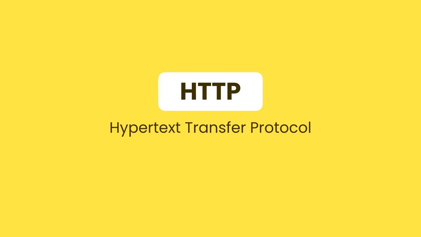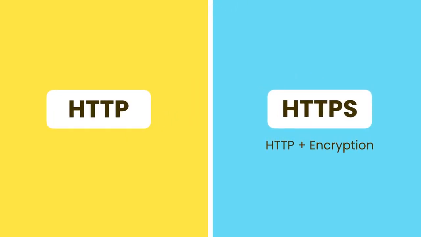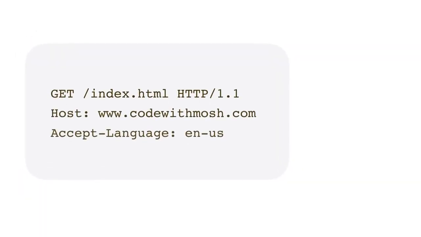It's not a programming language, it's just a plain textual language for communicating over the internet. We also have HTTPS, which is HTTP with encryption. So the messages exchanged between the client and the server are encrypted. Here's a simplified example of an HTTP message. With this message, the browser tells the server what it's looking for. So on the first line, it says that it wants to get a page or a file called index.html using HTTP version 1.1. Index.html often represents the homepage of websites.